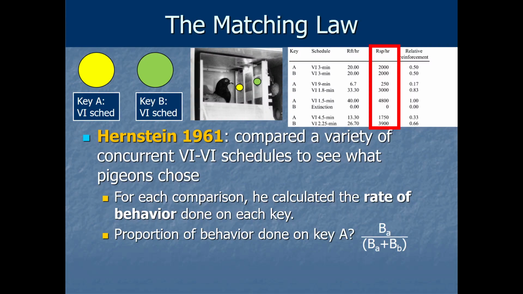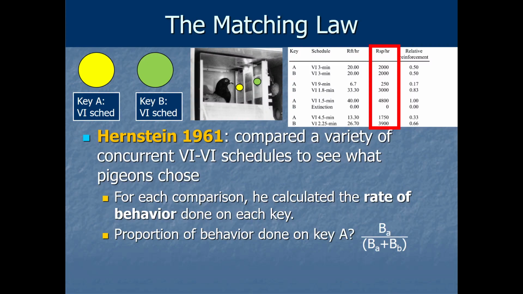Since he was using R for reinforcers before, he used R previously for counting how many reinforcers there are, we'll use B here to count the number of behaviors. So this B is for their actual behavior now, okay? We'll write B sub A for how many behaviors they did on key A, and B sub B, B with a little b, for how many behaviors they did on key B, on the second option.